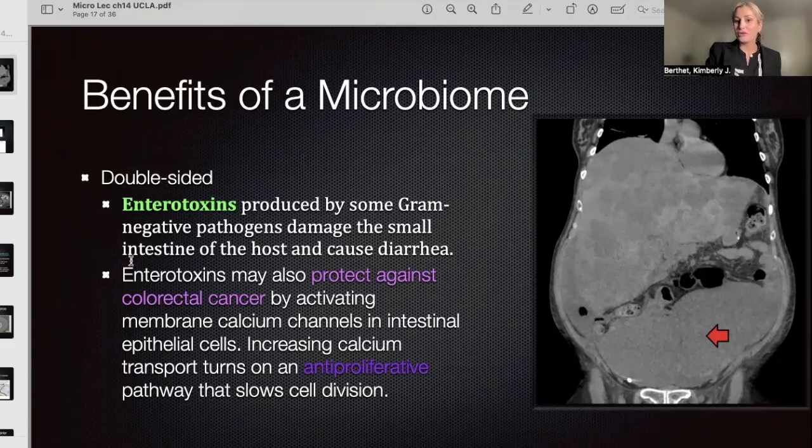Other enterotoxins, on the other hand, can be beneficial. Some enterotoxins can alter metabolic pathways that change how cells divide. It's really important to understand cell division for understanding cancer, because cancer is hyperproliferation of cells. So if we can increase anti-proliferation pathways, we're going to prevent cancers. Our microbiome can also alter maybe our rate of cancer or susceptibility to cancer, and this can change throughout our lifetime if our microbiota changes.